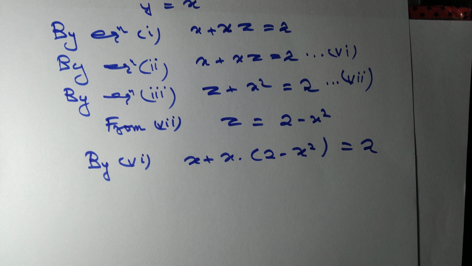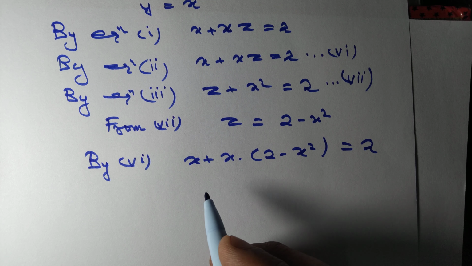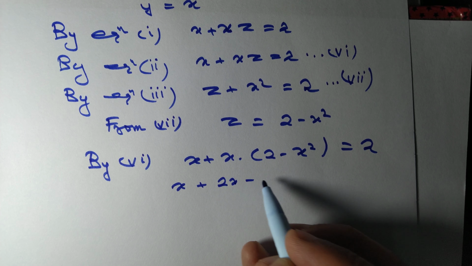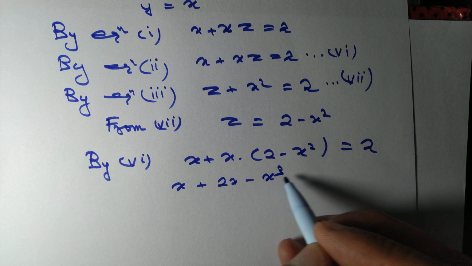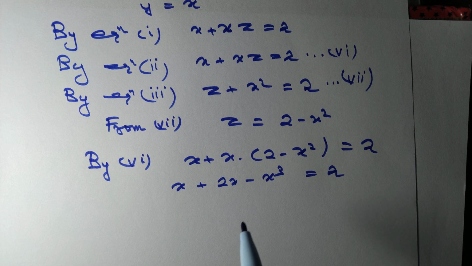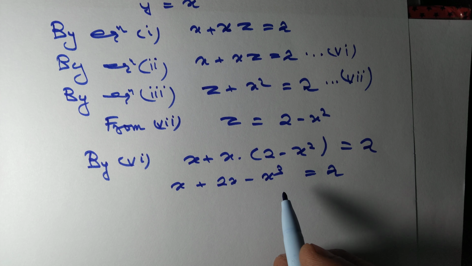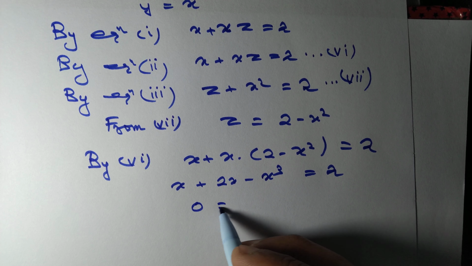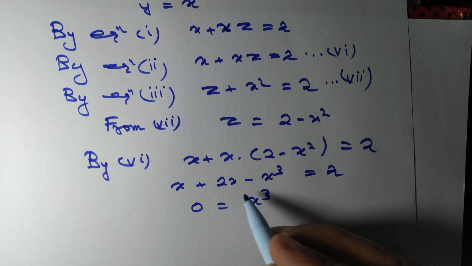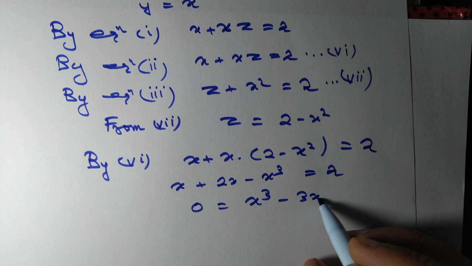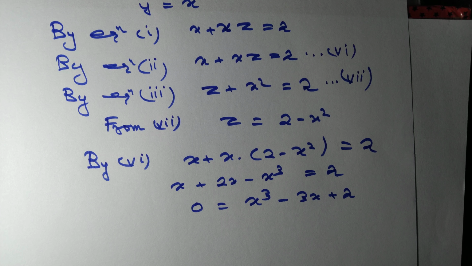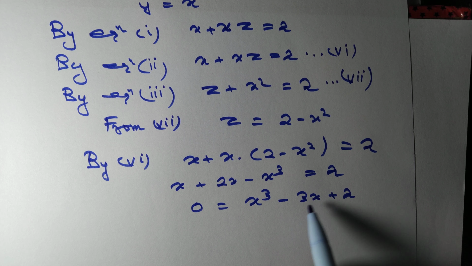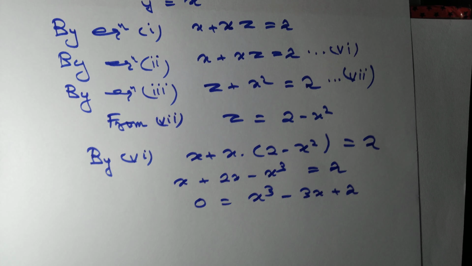So that's a cubic equation. We can write it as x plus 2x minus x cube equal to 2. Let's take everything to the right hand side: 0 equal to x cube minus 3x plus 2. So we obtain a cubic equation. You can see easily that x equal to 1 is a solution of this equation, so we can factorize it.